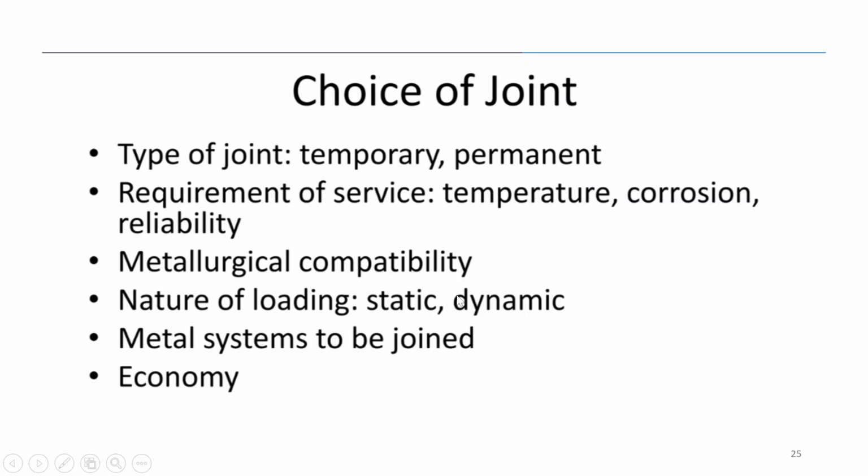Nature of loading: what type of loading will be on that particular part that is joined. If it will sustain static or dynamic loading, that will also decide what type of welding to choose. Metal systems to be joined: whether the metals are similar or dissimilar, or whether they have a very high or very low melting point, will also be crucial. And economy: how much you can spend on that particular joining operation.